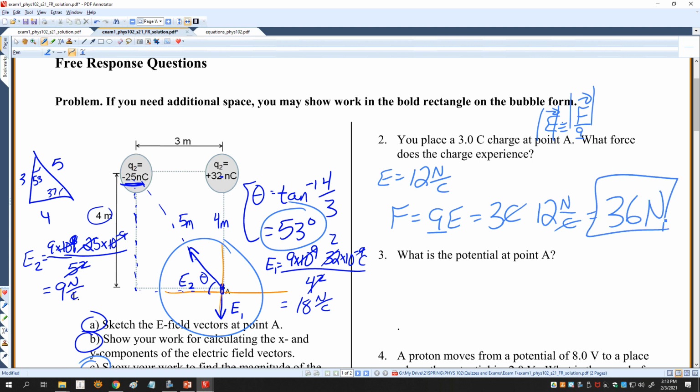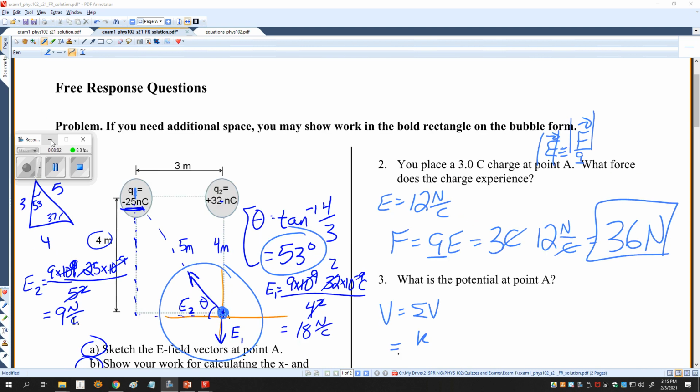So that's right. And then what is the potential at point A? Well, to find the potential, I'm going to do the sum of all the individual potentials. So at point A, it's going to be K times Q1. Oh, I just realized that I'll make this Q1. I'll fix that on the exam. So it's going to be the sum of the potentials. That will be V1 plus V2. So that'll contribute our V1. That's going to be K. Well, I'll just go ahead and put in K. It's 9 times 10 to the 9th times Q, which is 25 times 10 to the minus 9.